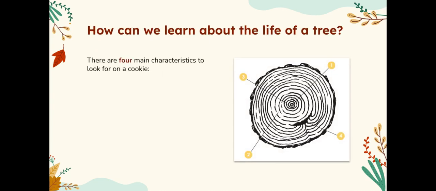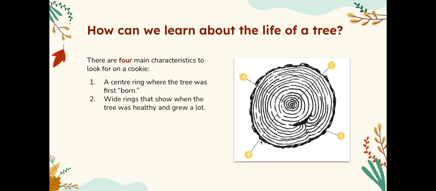There are 4 main characteristics to look for on a tree cookie. 1, a center ring where the tree was first born, and pay attention to where the number 1 is pointing in this illustration. It's pointing to the very, very center, and that's the first year of growth of this tree.